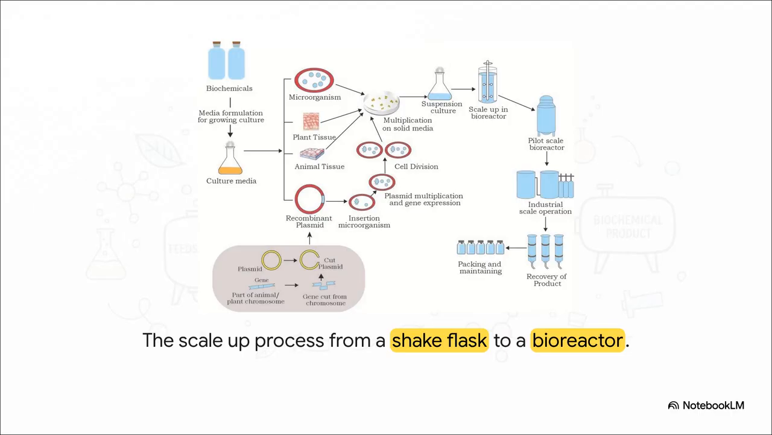It's fascinating to trace the journey of our tiny worker cells. They start out super small, just on a little solid media plate. Then they're moved into a liquid suspension culture inside a shake flask so they can start to multiply. From there, it's time to scale up. They move to a pilot bioreactor and then finally into those massive industrial-scale tanks that can hold thousands and thousands of liters. It is a very carefully, beautifully orchestrated expansion.